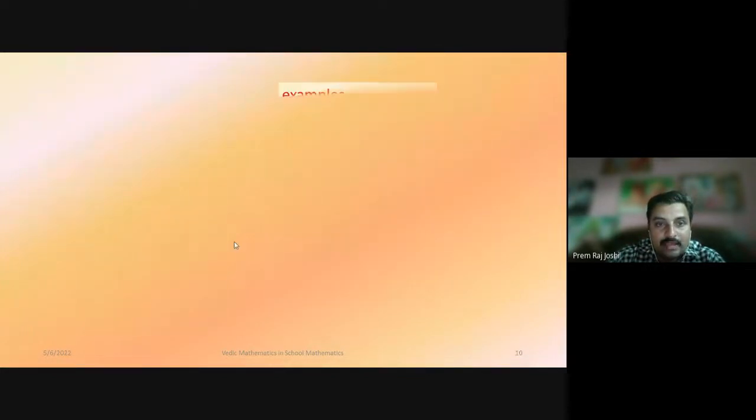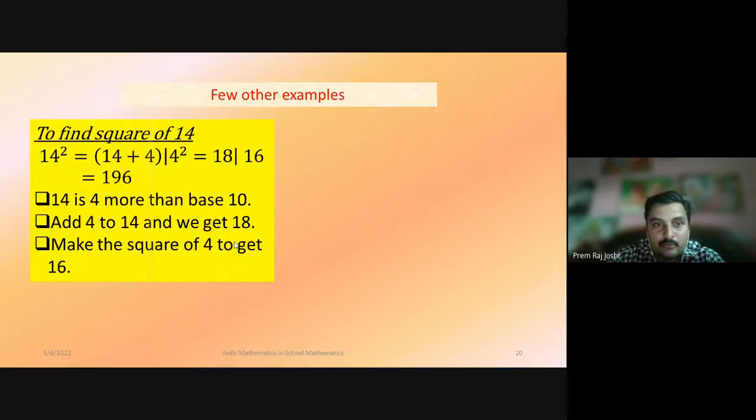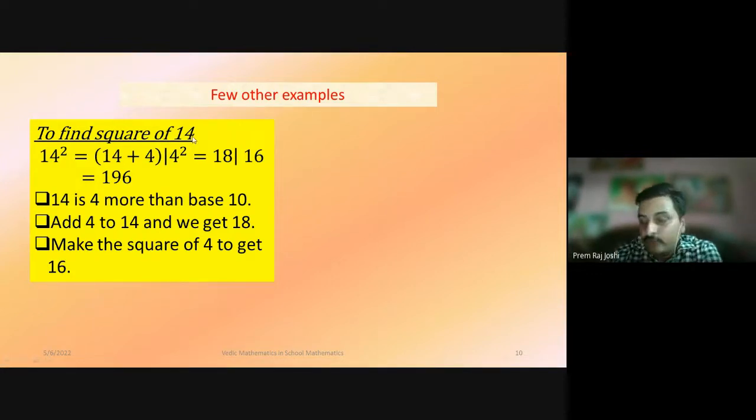So I have taken a few more examples to make this clearer. Okay, let's say we need to find the square of 14. If we want to find the square of 14, first we have to decide the base. The base is obviously 10 here. As the base is 10, this 14 is more than the base, not deficient.